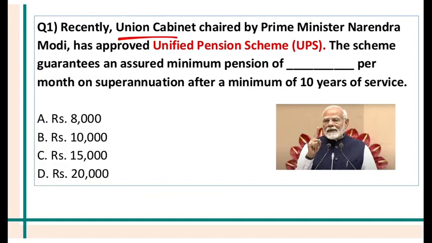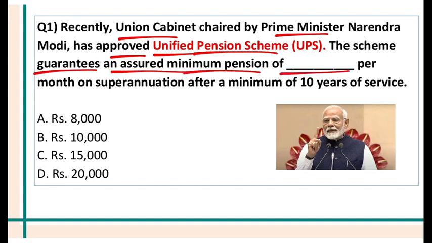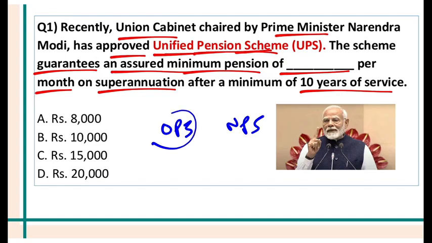Recently, the Union Cabinet, chaired by Prime Minister Narendra Modi ji, has approved the Unified Pension Scheme. Now, this scheme guarantees an assured minimum pension of how much amount per month on superannuation after a minimum of 10 years of service. So let us take a look at the Unified Pension Scheme, but before that you have to get some idea of OPS and NPS. OPS is the old pension scheme where a person used to get 50% of his last drawn salary as a pension, and there was no contribution from the person, so it was not sustainable for the Indian government, right?